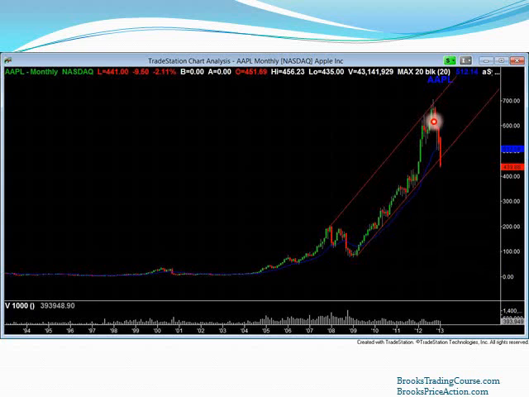Now, what kind of reversal is this? It's obviously a buy climax. We have a buy climax here, and then we have a consecutive buy climax here, and we have a potential final flag here.